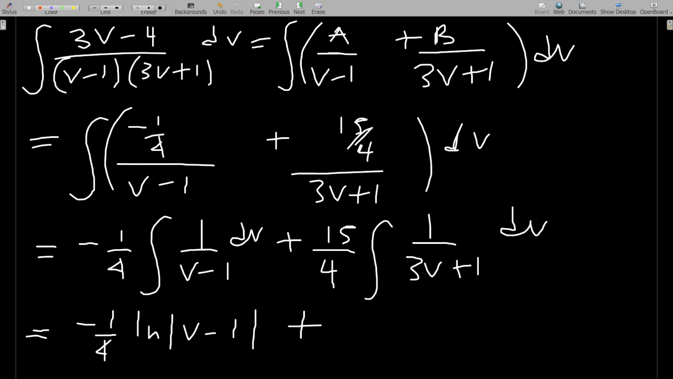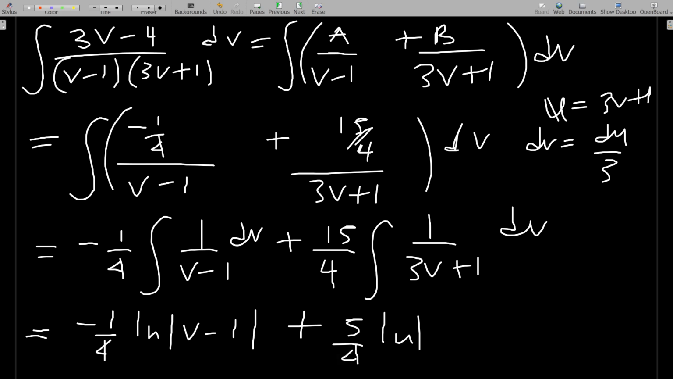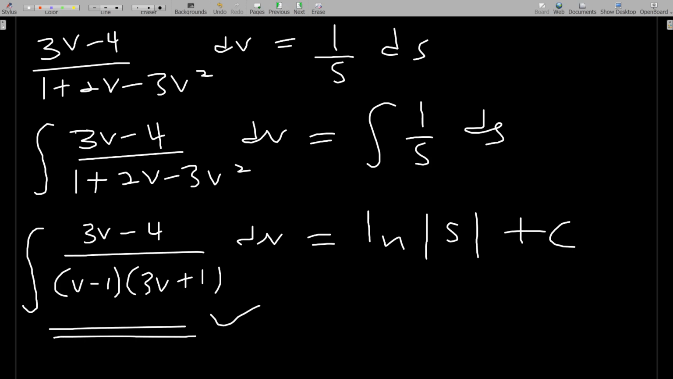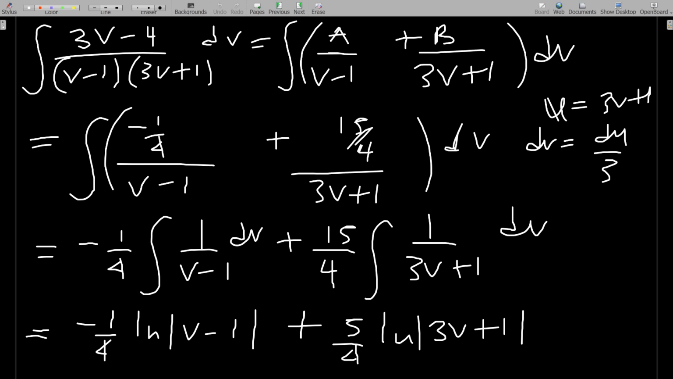And then with the second one, use u to be equal to 3v plus 1. And then realize that dv is equal to du over 3. When you put it in, 1 over 3 will multiply 15 over 4, and you get 5 over 4 ln of 3v plus 1. I hope I've gone through that with you, okay? So this is what you have for the other side of the equation. I mean this side, okay? The integration gave us this.